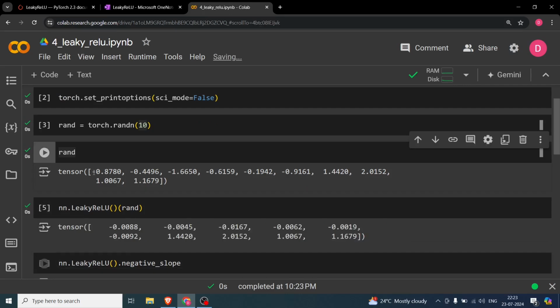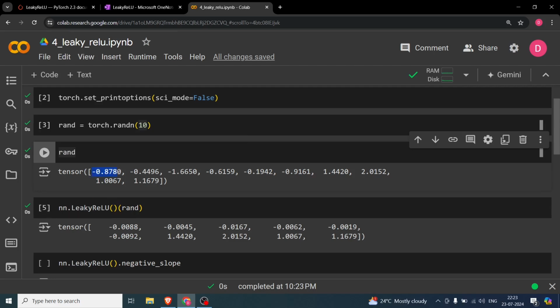As you can see, this particular number is a negative number, and when there was a negative number, it had to be multiplied by the negative slope. Instead of substituting 0 as in the case of ReLU, in LeakyReLU you multiply it with the negative slope. The negative slope was 0.01, which was the default. So basically divide by 100.